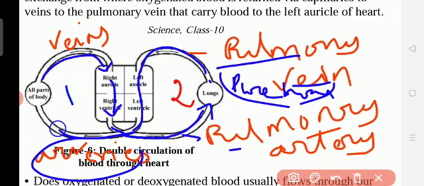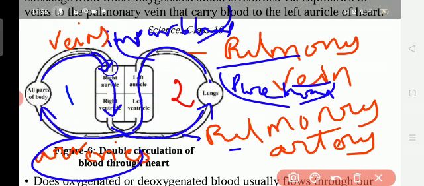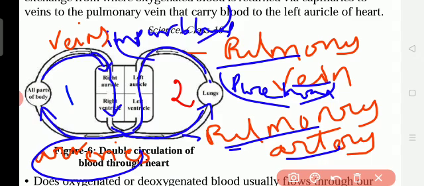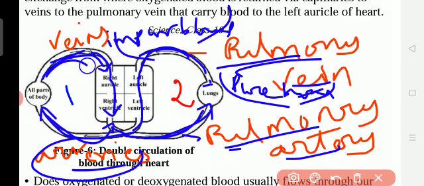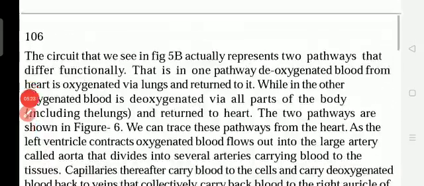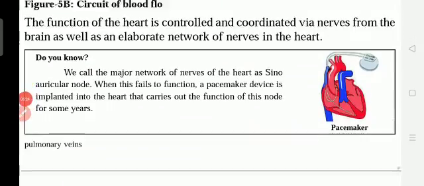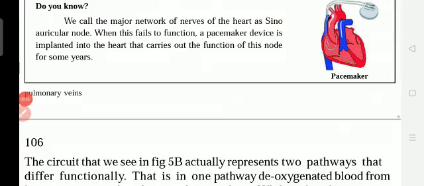Then here, which blood will be going? Pure blood. Pure blood will be going through the pulmonary vein to the left auricle, then to the left ventricle, and then from here through the arteries goes to all parts of the body. And again veins will bring impure blood from all parts of the body to the right auricle. This is one path, this is the second path.